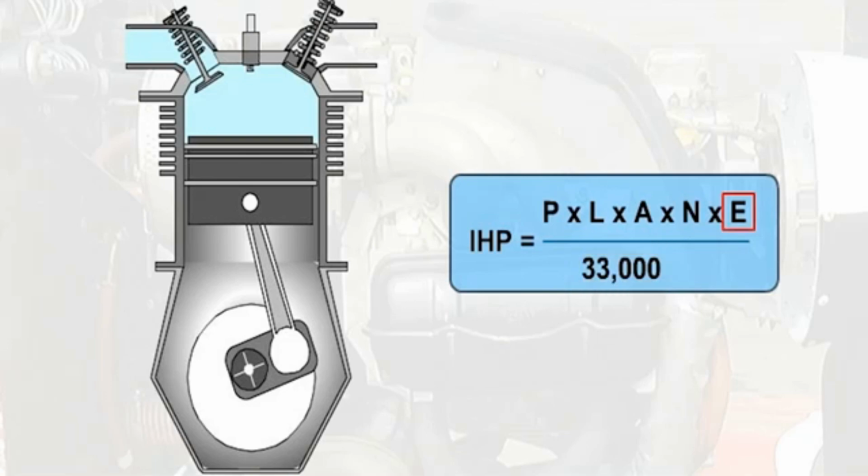Bearing in mind that only one function of the formula is variable, that is the RPM of the engine, then it is logical to assume that engine power output is directly proportional to RPM. Increase the engine speed and the power output increases. Decrease the engine speed and the power output falls.